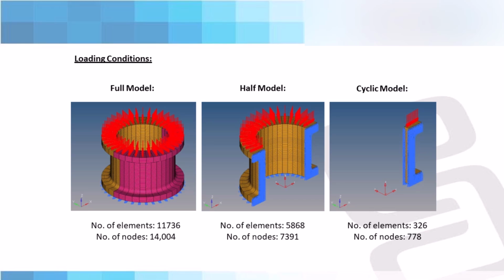Now if you solve these three problem statements with symmetry defined and the full model without symmetry, you will get the exact same answers. Of course, if you solve this cyclic model which only has 778 nodes, you will get the results far quicker compared to solving the full model with 14,000 nodes. So this is the advantage: you get the same results while solving significantly fewer elements. Now let me show you the results here.